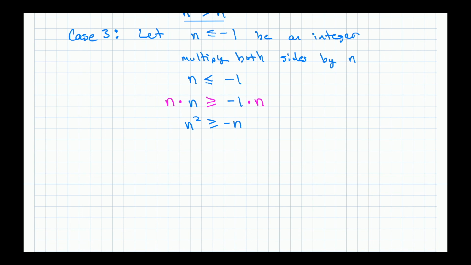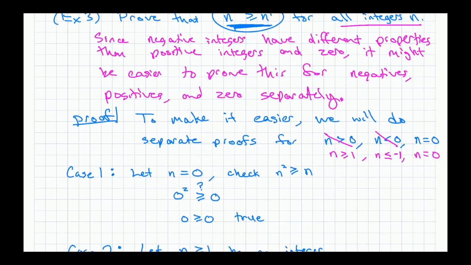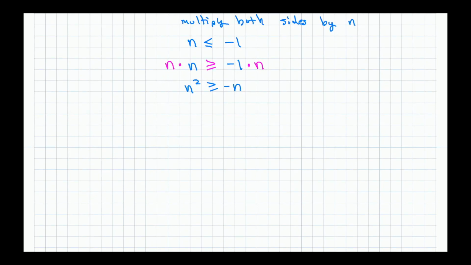Is that true? Is that what we wanted? Hold on a second. Sorry, the pen is squeaky. We wanted n squared greater than or equal to n. Right now we have n squared greater than or equal to negative n. Oh yeah, this is actually, okay, this is fine, but I'm going to rewrite it so I can scribble on it again. So we have this.